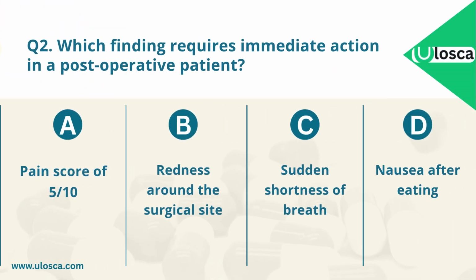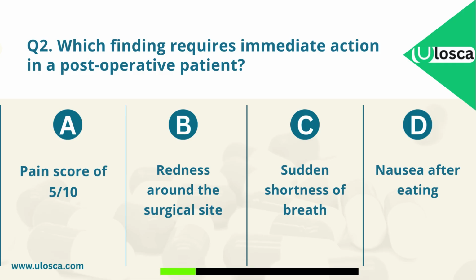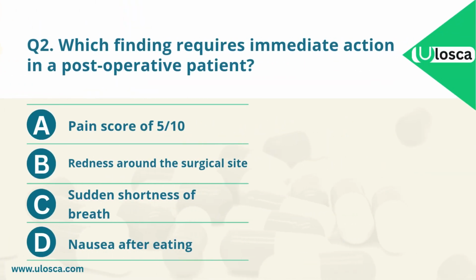Question 2. Which finding requires immediate action in a postoperative patient? A. Pain score 5/10. B. Redness around the surgical site. C. Sudden shortness of breath. D. Nausea after eating. Which one is the correct answer? The correct answer is C. Sudden shortness of breath.